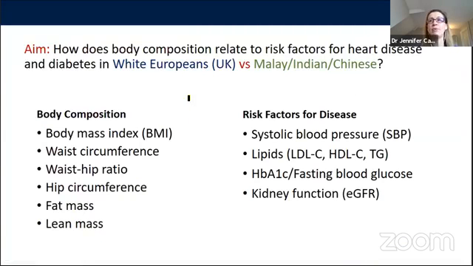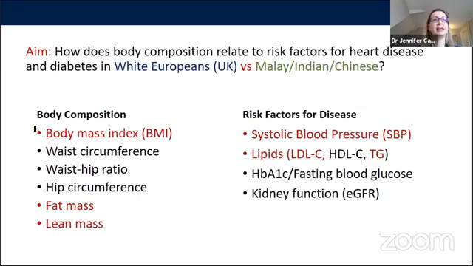Right, so the first analysis that we've been working on is investigating the relationship between body composition and risk factors for heart disease and diabetes in the white Europeans in the UK versus the Malay, Indian, and Chinese populations in Malaysia. Body composition is thinking about the different components of the body in terms of fat mass and lean mass and where that might be distributed. We had several measures that we were looking at, such as body mass index or waist circumference, and several risk factors for disease that we've been investigating. Just for today, I'm going to be presenting information looking at body mass index, fat mass, and lean mass with systolic blood pressure, LDL cholesterol, and triglycerides. As well, I'm just going to be showing the results that we've seen in men. One thing to note is that our measures of body composition and our risk factors for disease were all measured cross-sectionally at the same time at baseline in these two studies.